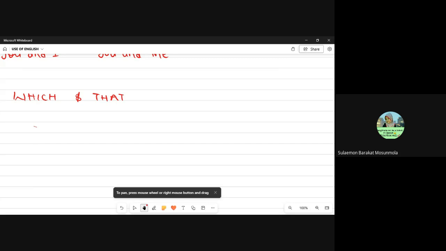You use that when you introduce a restrictive relative clause. What do I mean by restrictive relative clause? A restrictive relative clause provides essential information about its antecedent, that is, the previous thing being mentioned. If you remove a restrictive clause from your sentence, it would change the meaning. So that is used to introduce a restrictive relative clause.